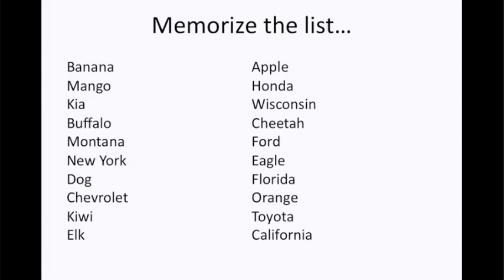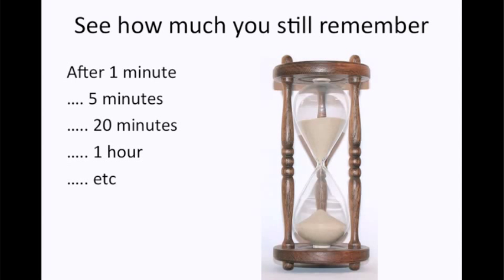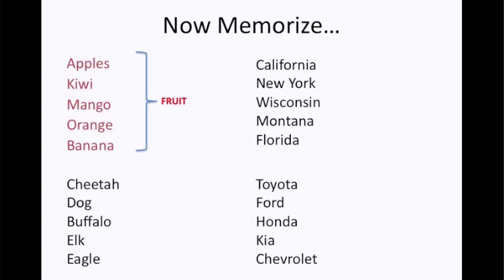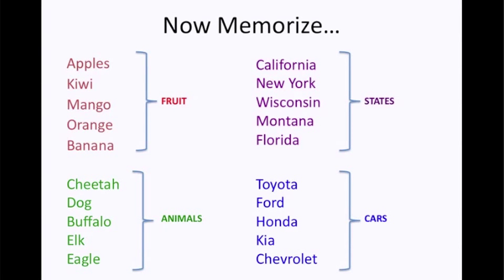So, as an easy example, let's start with just memorizing this list. It's in no order, and let's say you take 30 seconds to try to memorize it. And then see how much you still remember after 1, 5, 20 minutes, or an hour or more. And you'll notice that how much you remember will drop off over time. Now let's say you organized it. In this sense, we see first we have fruit, and then animals, states, and cars.